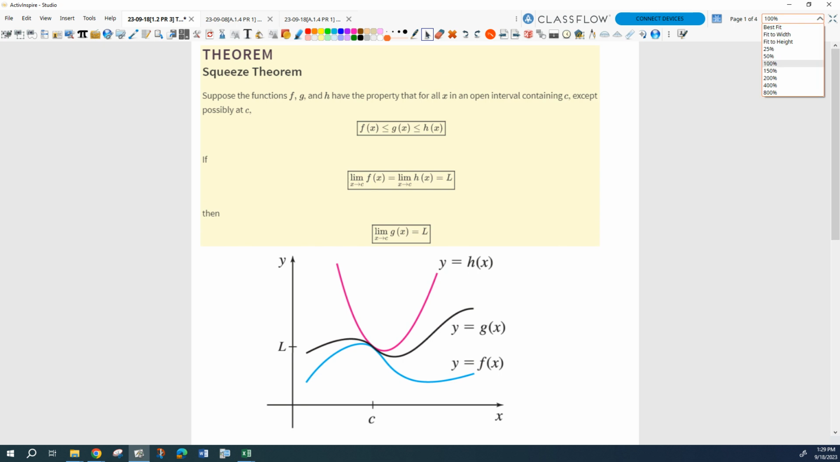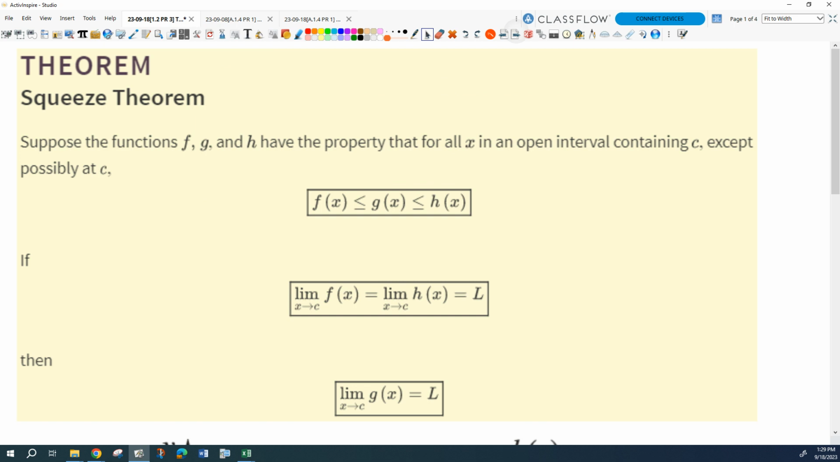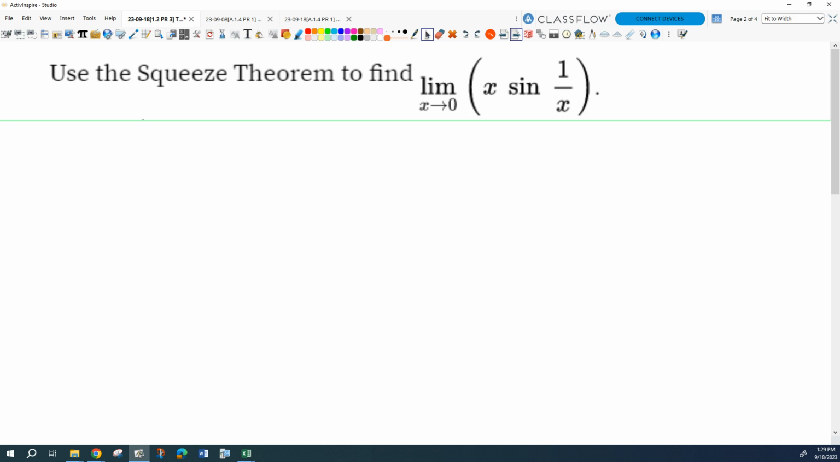All right, when you see the picture, it's pretty obvious, right? But it becomes useful in some instances. Let's look at one like this. We're going to use the squeeze theorem to find the value of this limit. Okay, well, what do we always try to do with limits first? Plug it in. We're going to evaluate directly. So if we plug in 0, we've got problems, right? Because the function isn't even defined at 0, is it? We get sine of 1 over 0, which is not allowed.